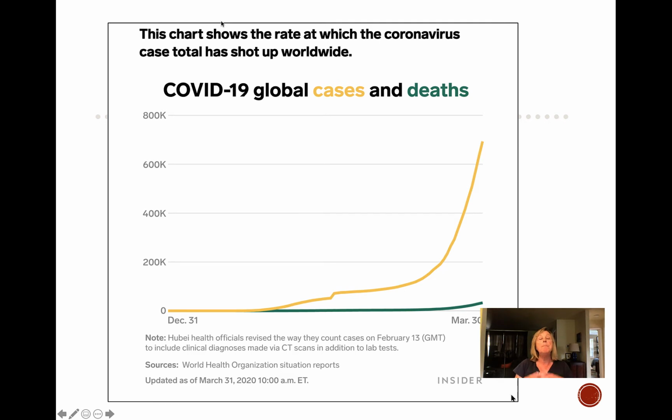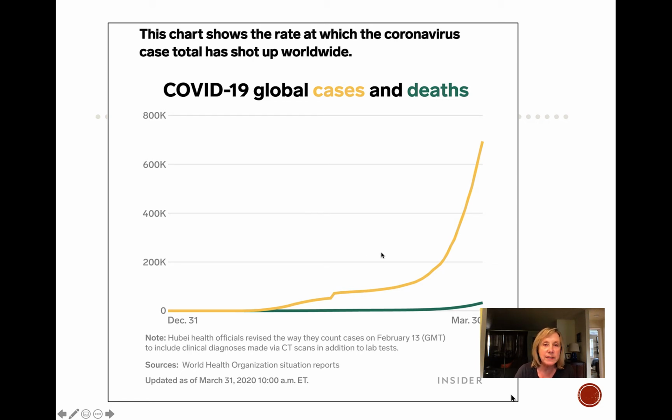We've seen a million fever charts or line charts related to coronavirus, and here is just one of them. This chart shows the rate at which the coronavirus case total has shot up worldwide. We've got two aspects to this line. We have the numbers on the left in thousands, and along the bottom we have the dates, starting with December 31st and ending with March 30th.